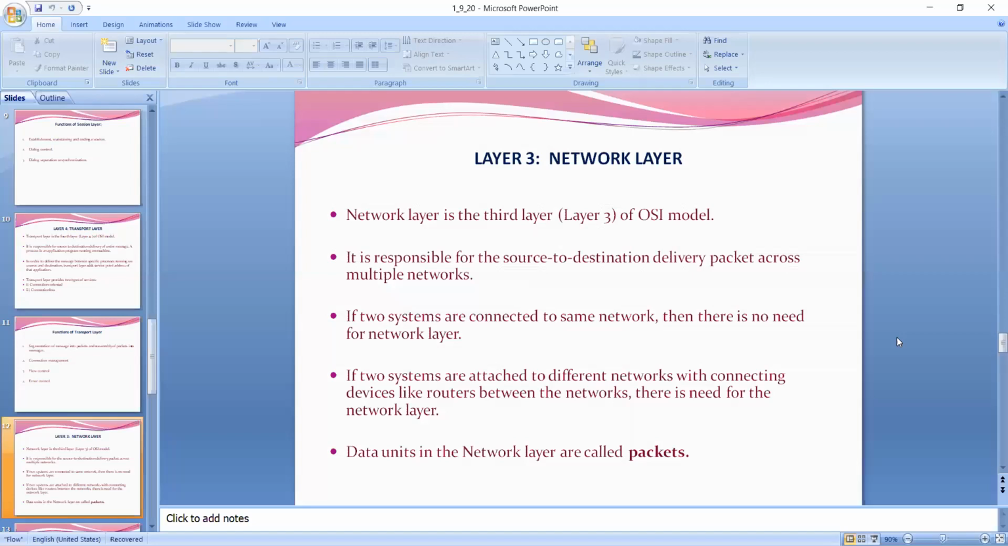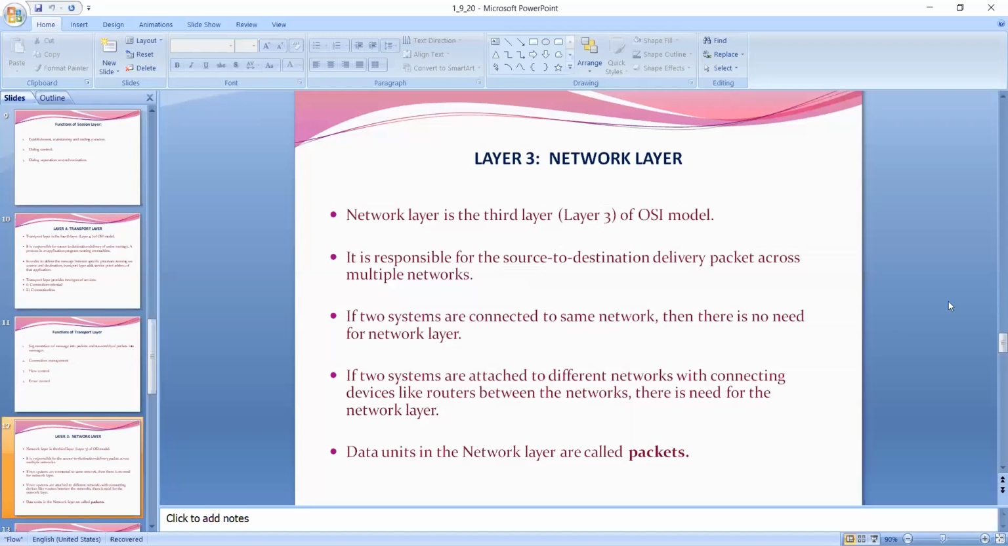Next, one thing here: the data is received by the network layer from the transport layer. In the transport layer, the data is in the form of segments. When those segments reach the network layer, the network layer converts those segments into packets. So remember, in the transport layer the data is in the form of segments, and in the network layer the data is in the form of packets.